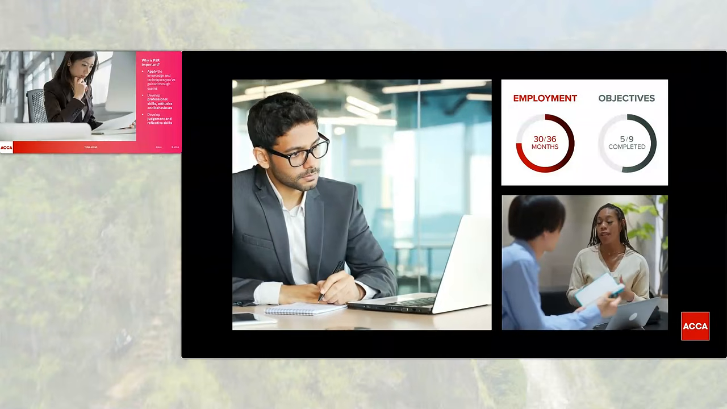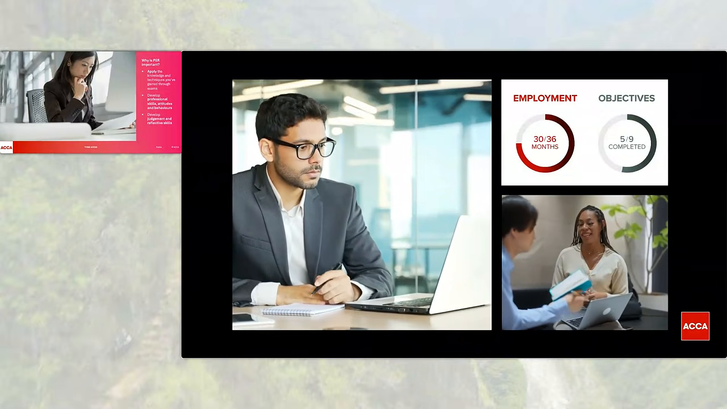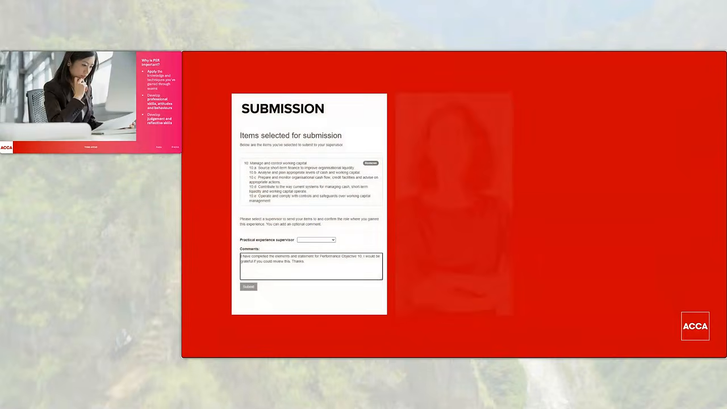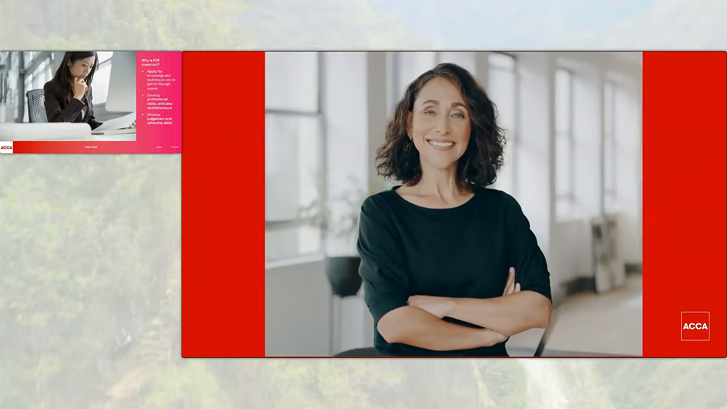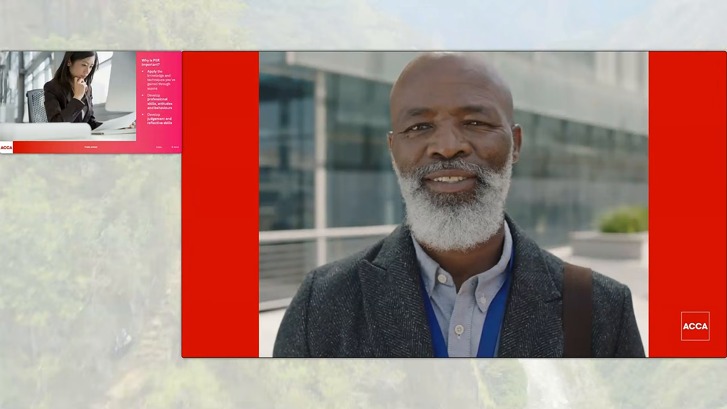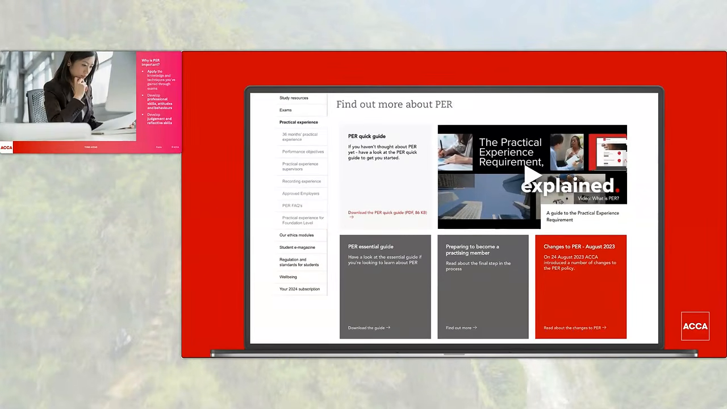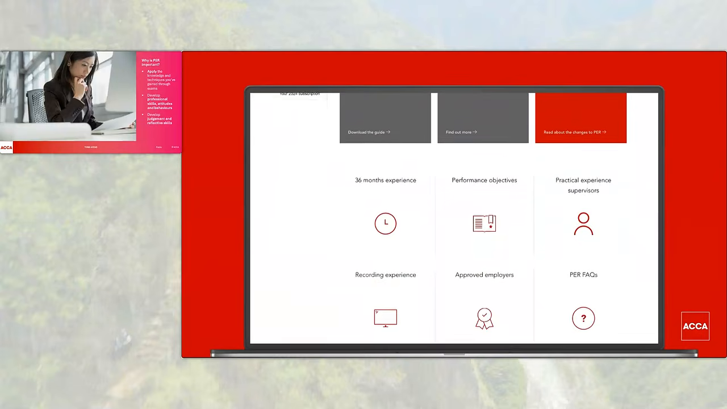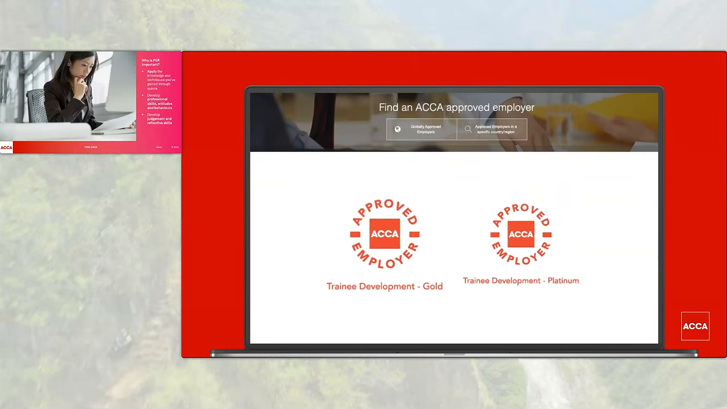If your employer has an annual review process, it's a good idea to use this to review your progress. And if you leave a role, get your supervisor to sign off your time and objectives before you go. Don't forget to register a new supervisor if your current one moves on. If you need any support along the way, we're here for you. Look out for full details, information and guidance on the ACCA website and find out what it means for your practical experience requirement journey if you work for an ACCA-approved employer.